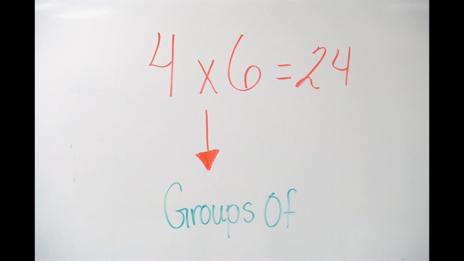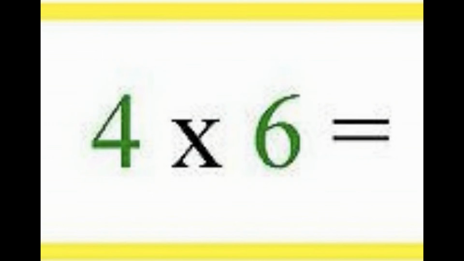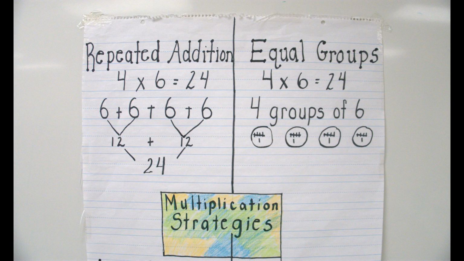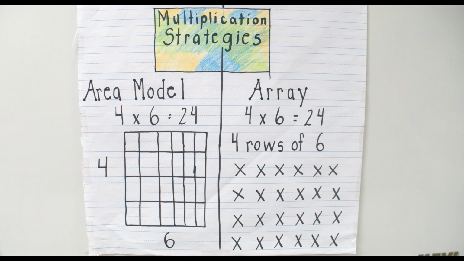Did you know that the multiplication sign between the two factors stands for groups of? Helping children to understand that we think of multiplication in terms of equal groups is very important. So this problem is not simply saying 4 times 6, but it's reminding us that we have 4 groups of 6. We show groups of in repeated addition, equal groups, an area model, arrays, and a number line. Let's look at each of these a little more in depth.